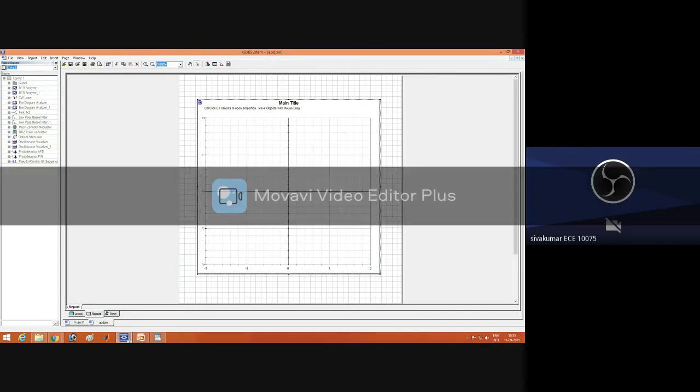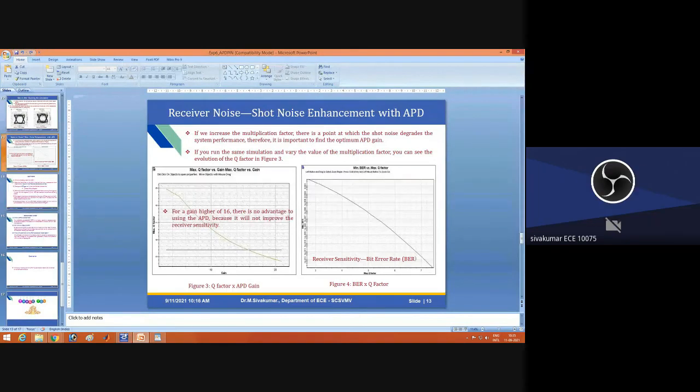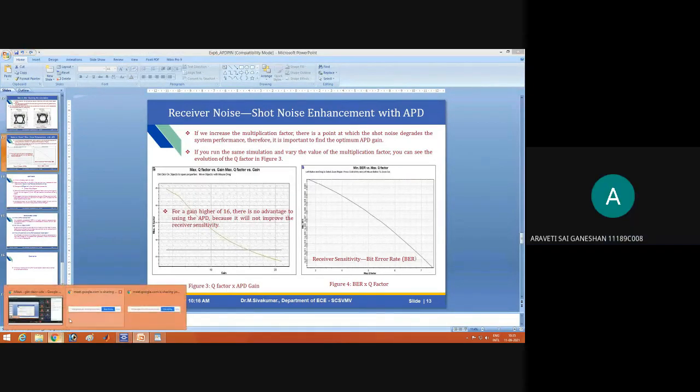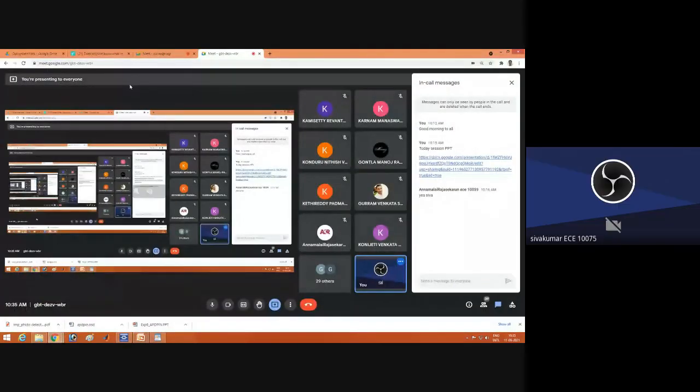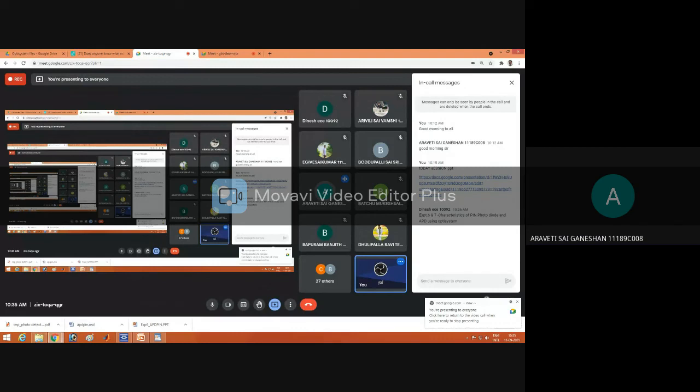After getting the result, you share your screen. You show the output. At the time of any difficulties, you can ask, just do the experiment. Up to this, anyone having doubt, you can ask. No, sir. Okay, just try here. Sai Ganesh, any doubt? No, sir. I will try, sir.